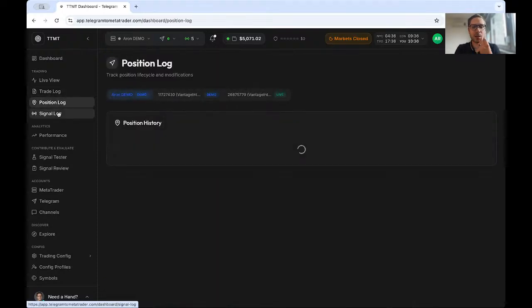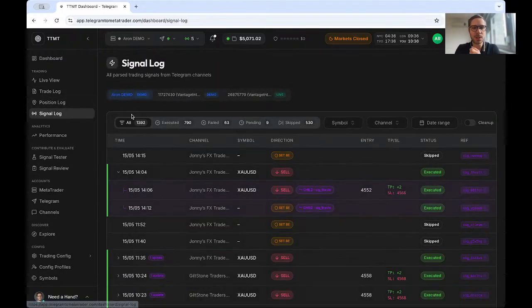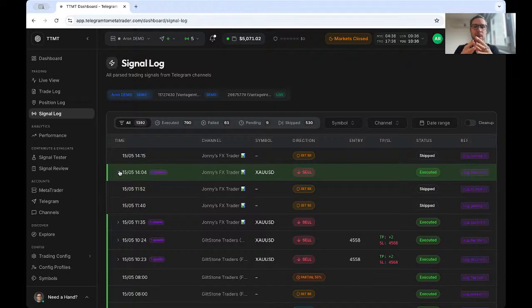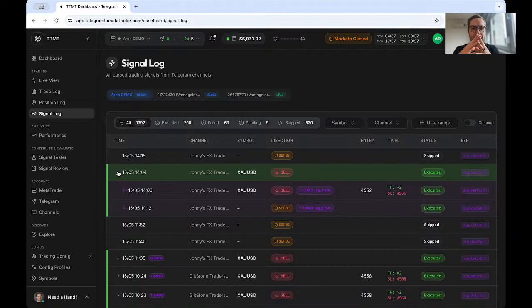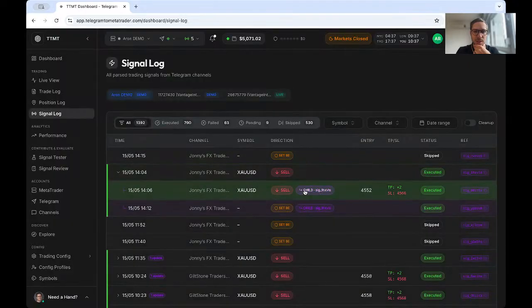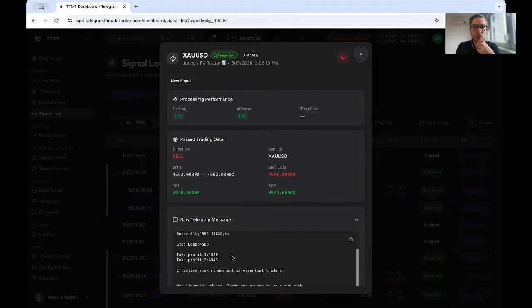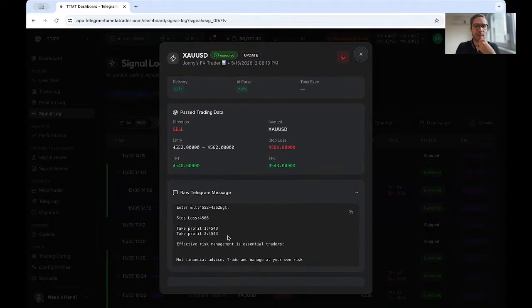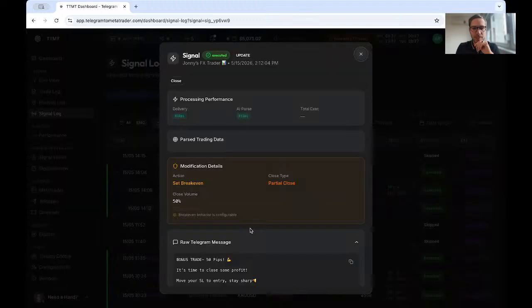Position log and signal log is technically the same. It's a list of entries that TTMT used for execution. Signal log is using this kind of a parent-child structure when there is a parent entry with the original initiator signal. In this case, let scalping sell gold slowly, and then we can see that a follow-up message arrived with the exact data, and then probably a break-even message as well.